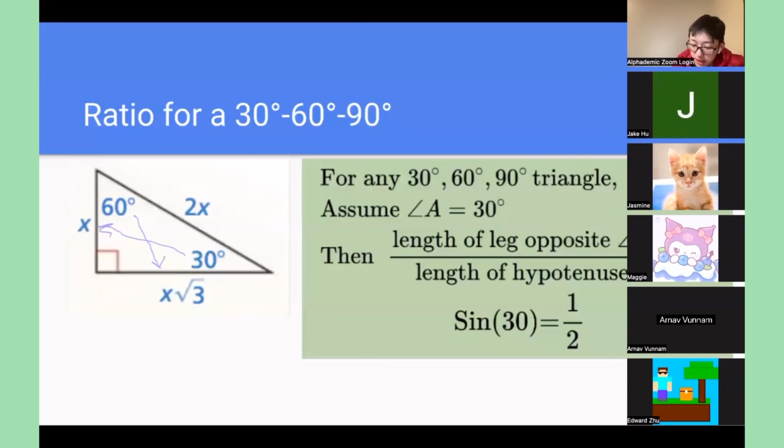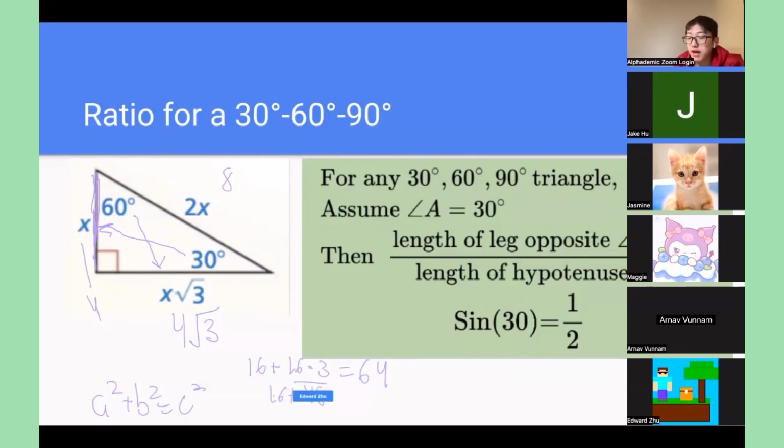So say you know that this leg, this one right here, was 4, then the hypotenuse would be 8, and the other leg would be 4 root 3. You can also prove this through the Pythagorean theorem, where a squared plus b squared equals c squared, where you have 16 plus 16 times 3, because 4 root 3 squared is 16 times 3, equals 64, because this is 48 and this is 16. So it checks out with the Pythagorean theorem.